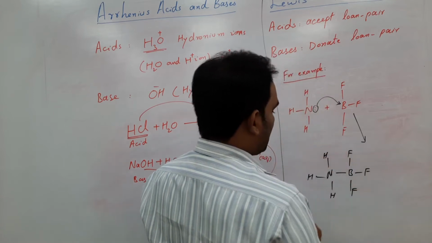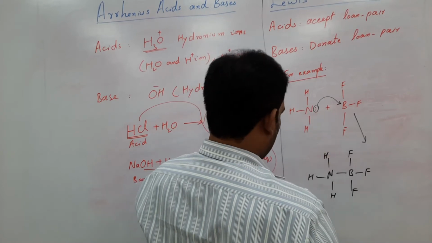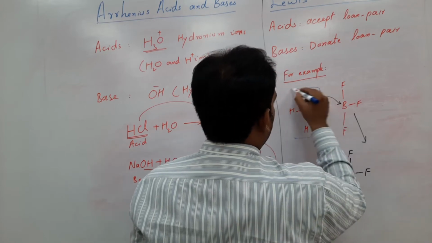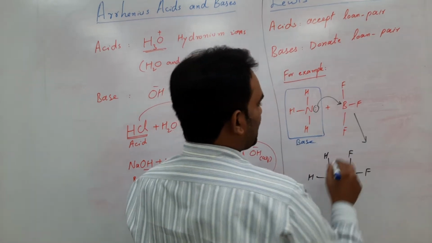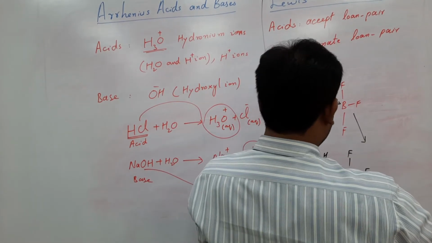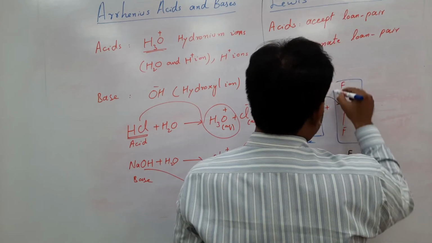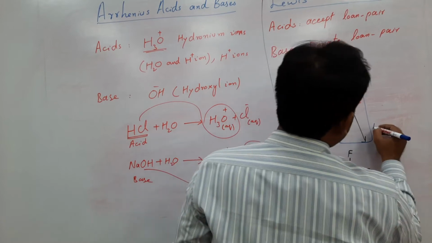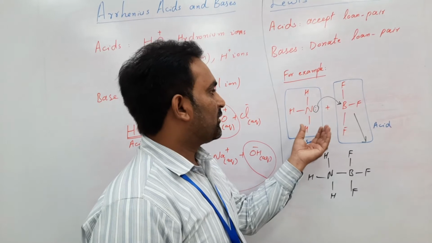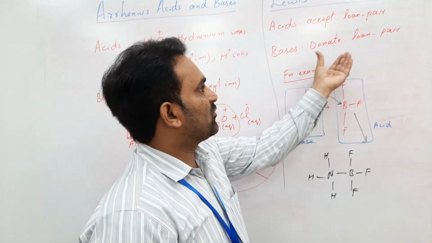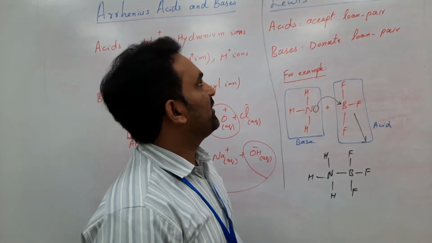So in this particular example, this compound is donating one lone pair, so this compound will act as a base, whereas this compound has the ability to accept electrons, so we call it an acid, because the concept of lone pair is dealing with the Lewis acids and bases.